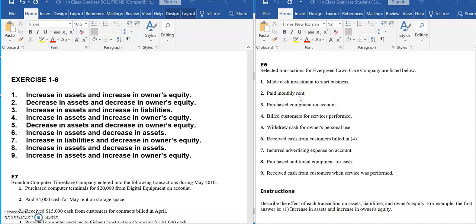As a company pays their expenses, incurs expenses, it will cause their expenses to go up. As expenses increase, they cause a decrease in owner's equity.